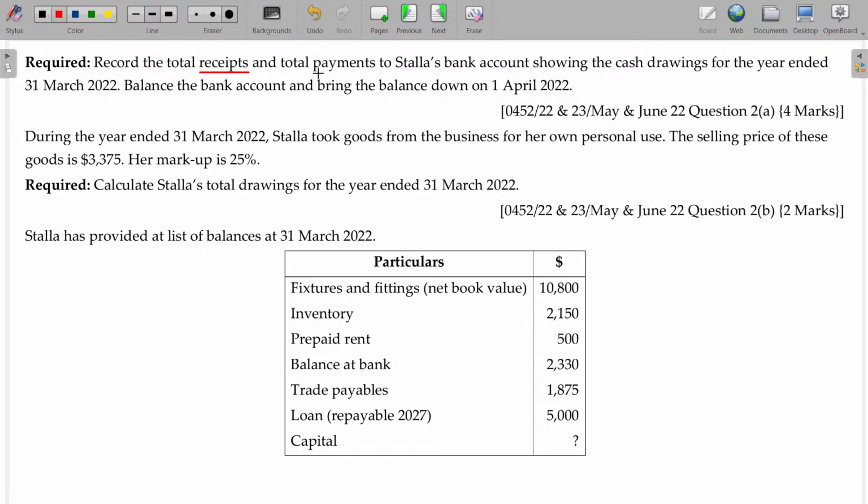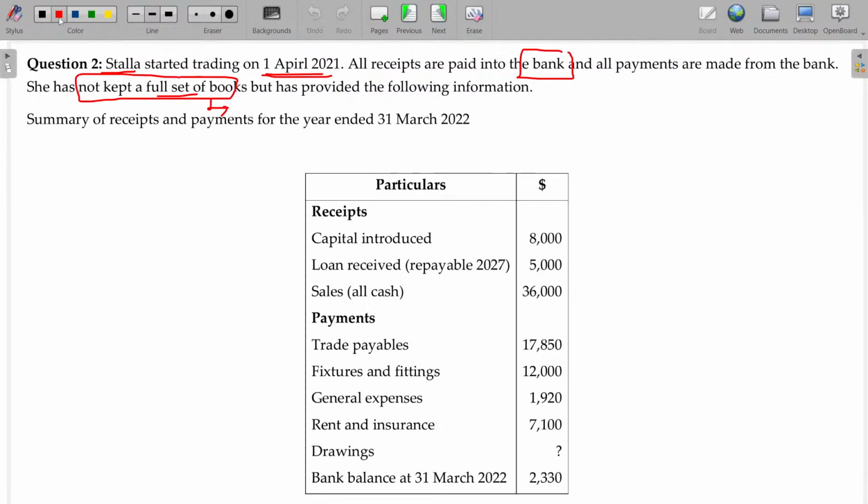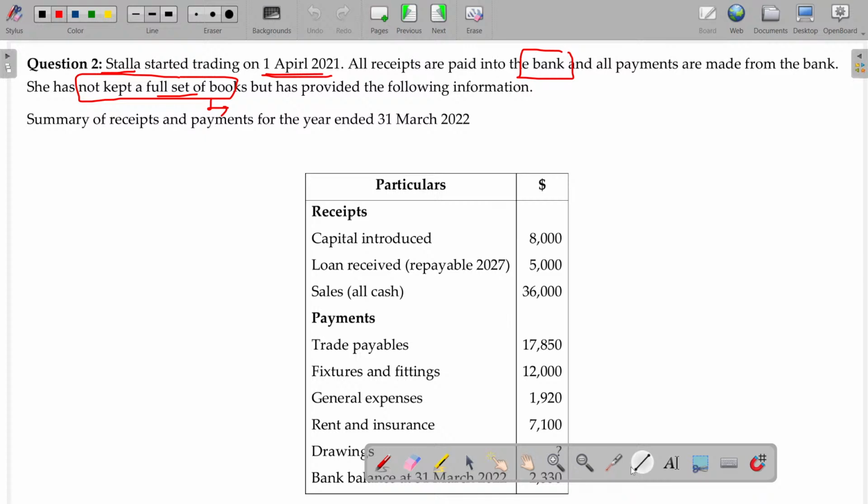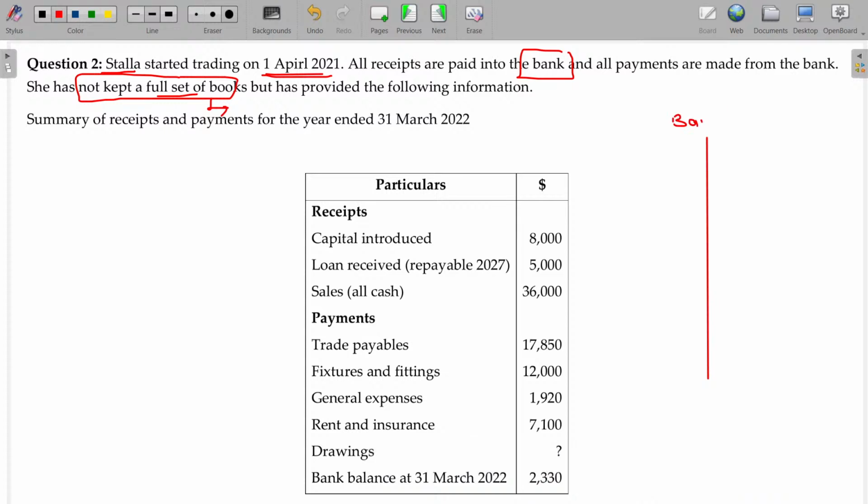What's the first requirement? Record the total receipts and total payments to Stella's bank account showing the cash drawings for the year ended 31st March 22. Balance the bank account and bring the balance down on 1st April 2022. So let me try to finish this first of all, to find out the cash drawings. So I'm going to prepare the bank account. You have to recollect this from your cash book preparation.